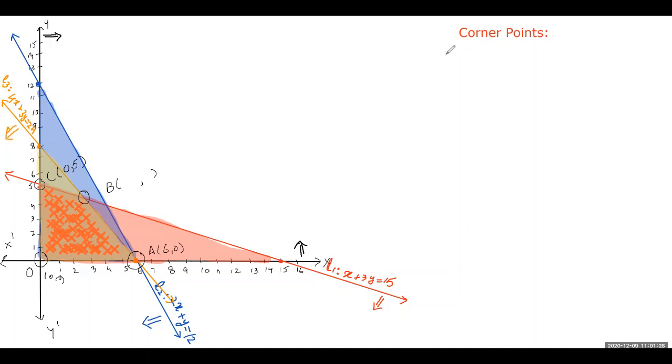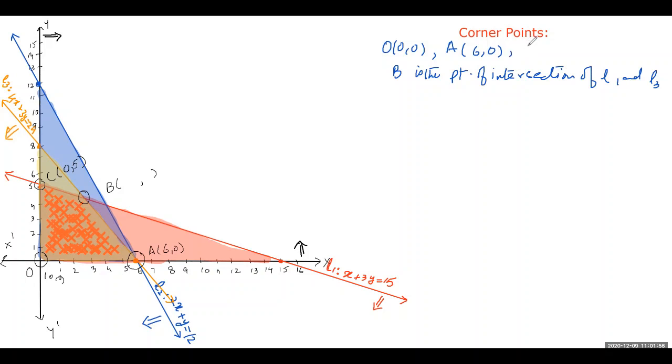Now let's write all the corner points. First of all, the corner point O is the origin. Then the corner point A is 6, 0. Then the corner point B, which is the point of intersection of L1 and L3, and the corner point C, whose coordinates are 0 and 5.